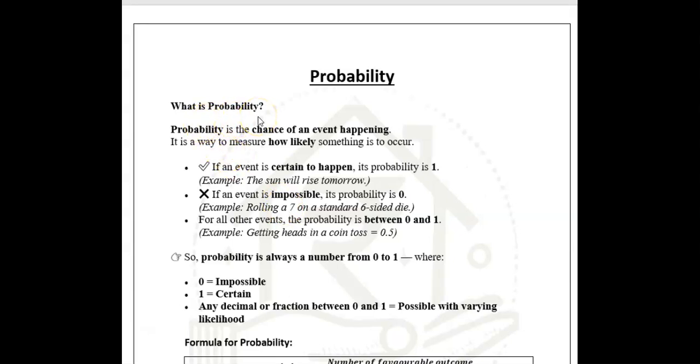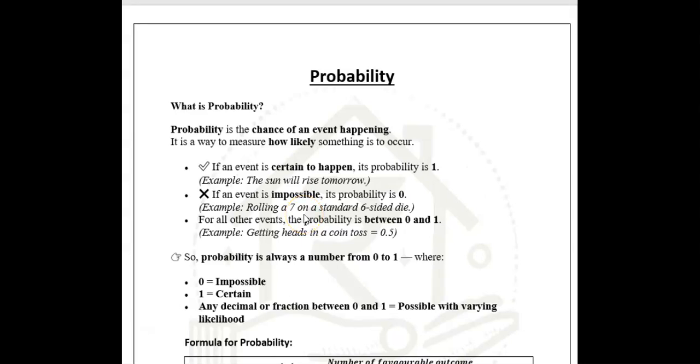What is probability? Probability is the chance of an event happening. It is a way to measure how likely something is to occur. If an event is certain to happen, its probability will be 1. Say the sun will rise. This event will certainly happen tomorrow morning, or every morning. So the probability is 1. If an event is impossible, its probability is 0.